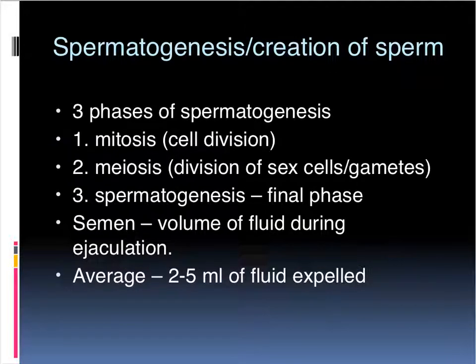There are 3 phases of spermatogenesis, that's the production or creation of sperm. First, we have mitosis, which is cell division. Then we have meiosis, which is the division of the sex cells or gametes. Then we have spermatogenesis, that's the final phase. And then the semen is the volume of fluid during ejaculation, and the average is about 2 to 5 milliliters of fluid expelled.